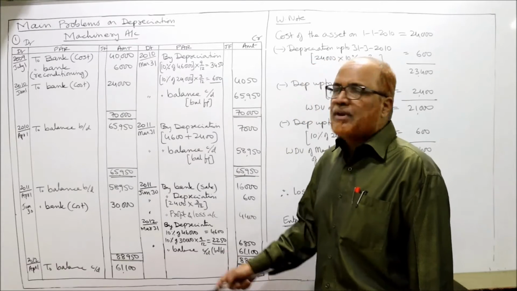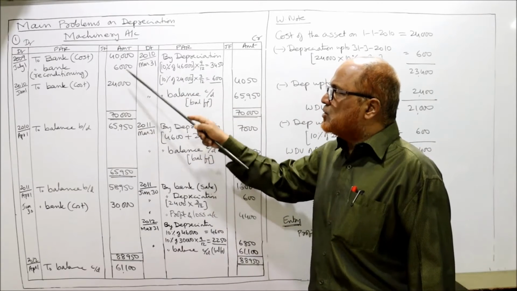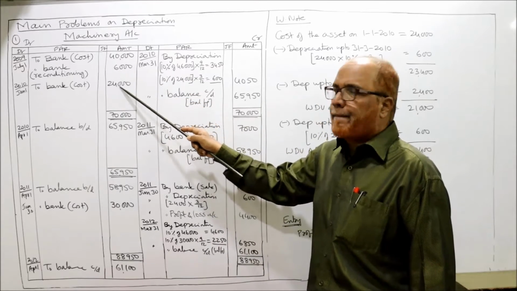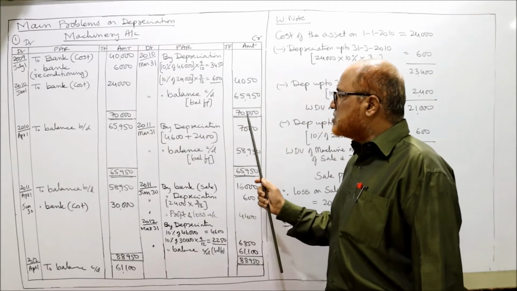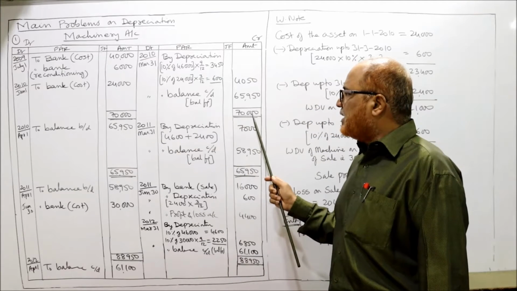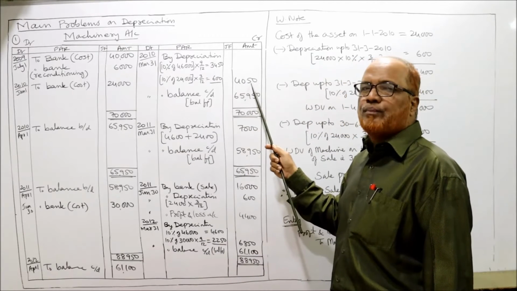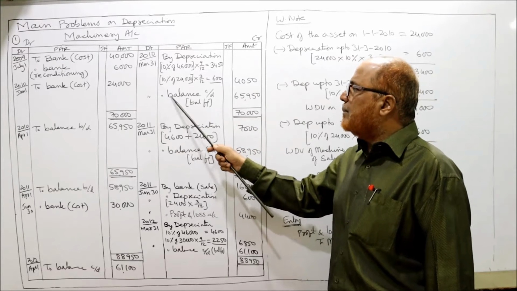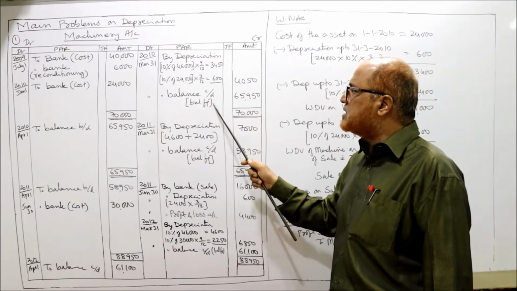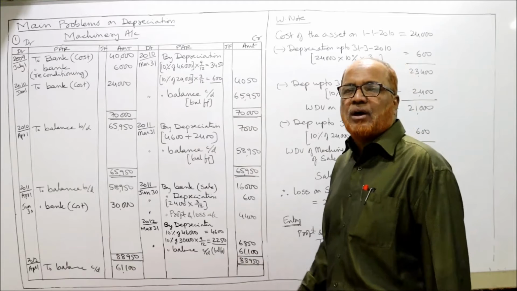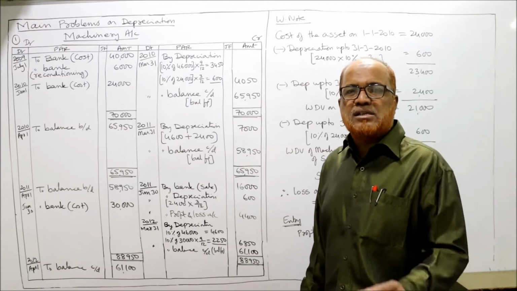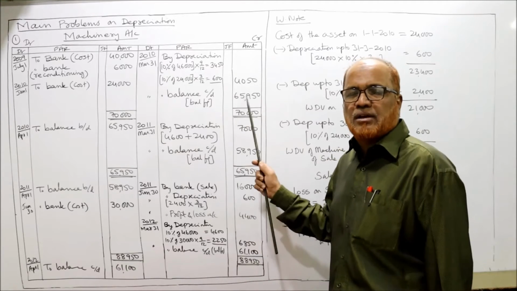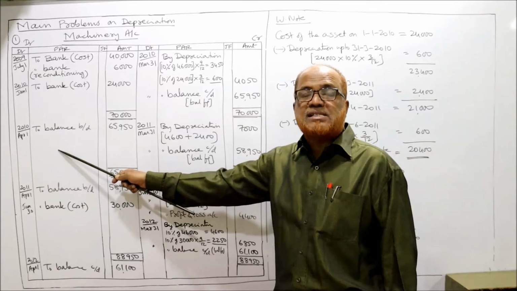Now we take the total. Debit side total 70,000: 40 plus 6 plus 24. 70,000. Take 70,000 on the credit side also. Now from 70,000 subtract 4,050. The balancing figure, by balance carried down, 65,950. This is the closing balance of the first year. It will become the opening balance for the second year.